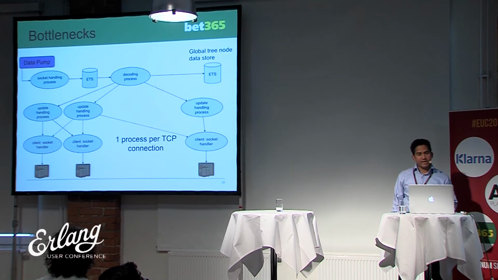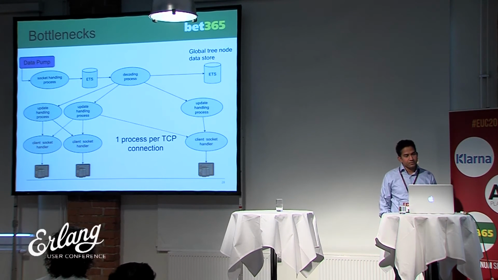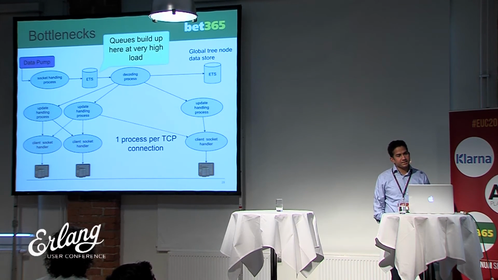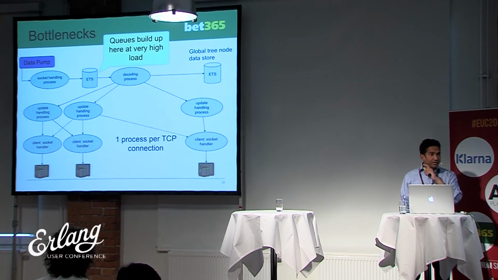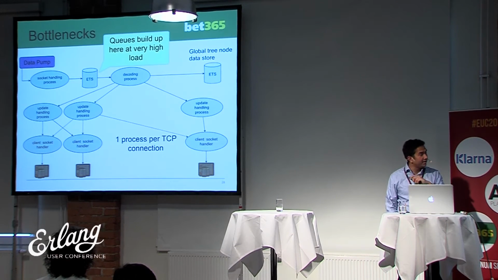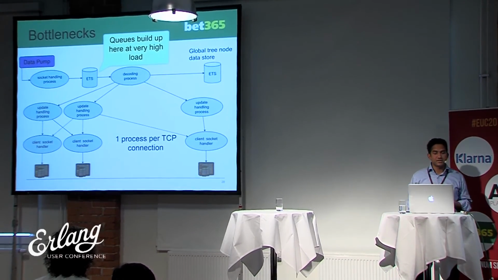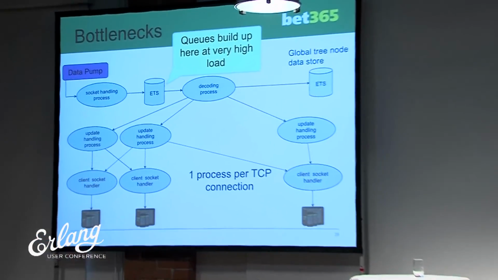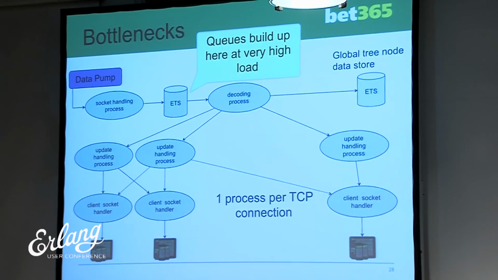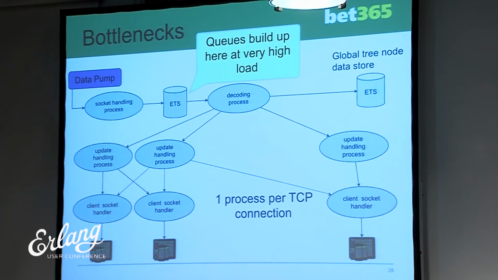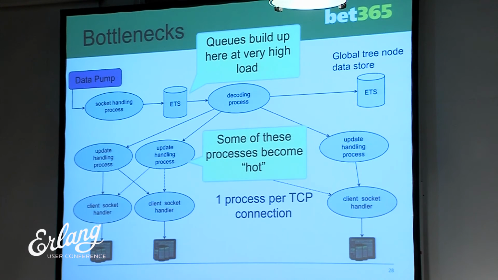So again, bottlenecks within this system, like I showed in the graph earlier, the queues build up at very high load, but that's there really as a buffer to absorb these spikes. The only way I could think of to solve that is by changing the protocol we have between our data pump, because it's not very efficient, but that's legacy reasons.